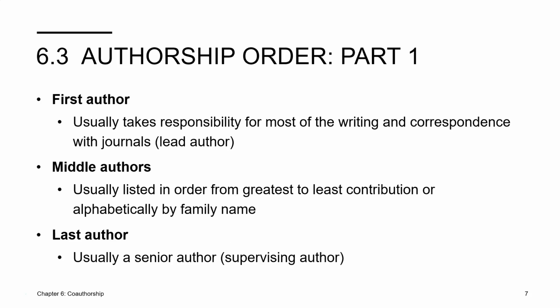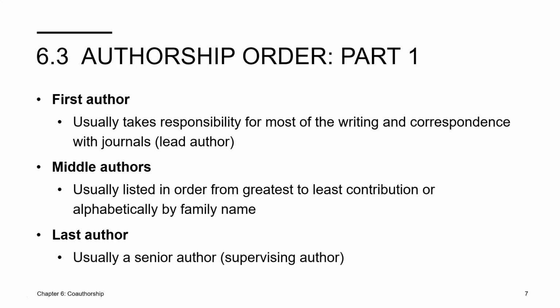So Section 6.3 goes over authorship order, and this is a standard structure of how authorship is set up. The first author usually takes the responsibility for most of the writing and correspondence with the journal. This is typically the lead author. It may be the principal investigator of the study. The middle authors usually are listed in order from greatest to least contribution, alphabetically or by family name. Depending on the discipline, sometimes certain disciplines find the second author to be the second most important or the supervising author, versus the senior author being the last author.